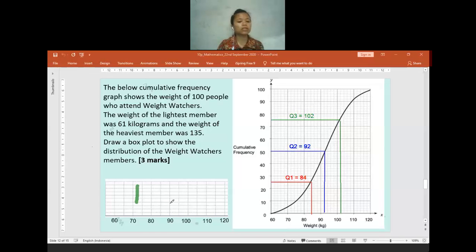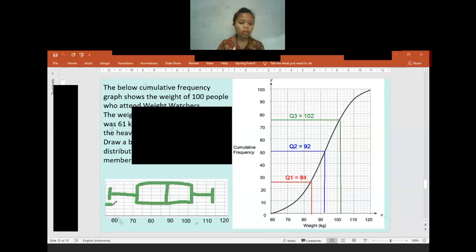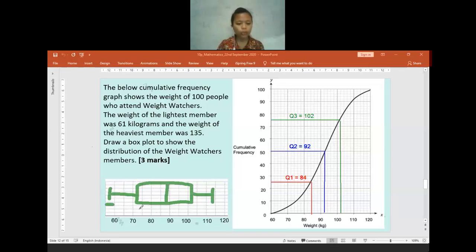So now we already have these values. We already have the lowest and also the highest one. So later you can plot it properly on your graph. Yeah, I will not draw it properly. Later on you can draw it properly. Sorry. So this will be the smallest value, this will be the Q1, and the middle one will be the median.